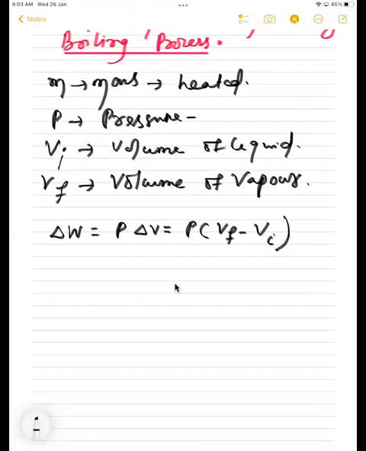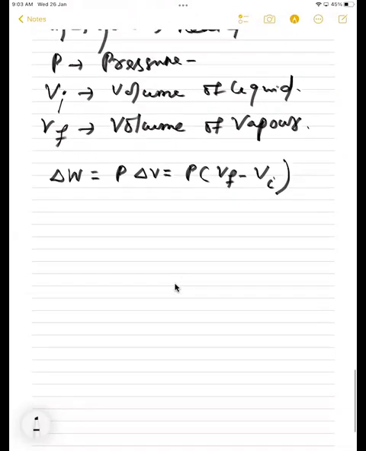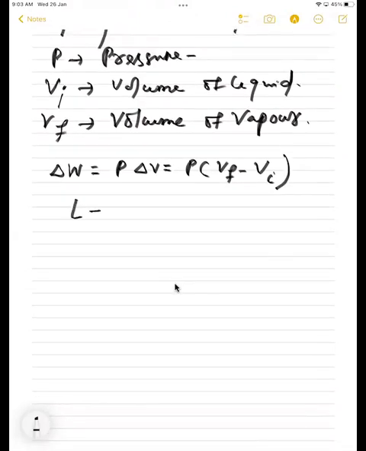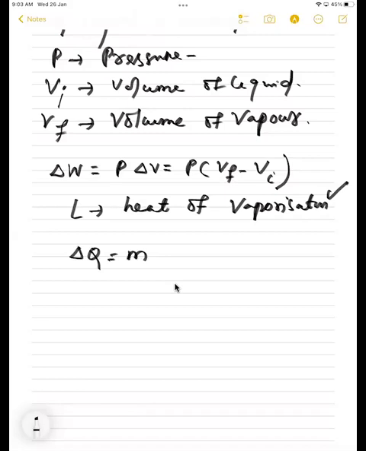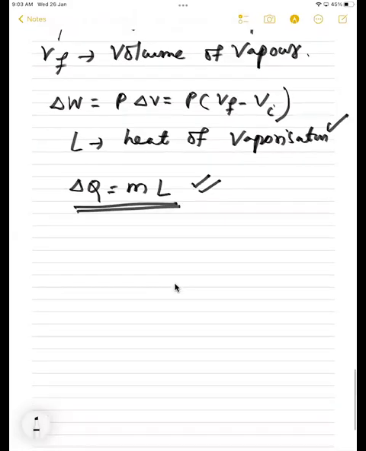And students, let L be the heat of vaporization, latent heat of vaporization. So that means the amount of heat required to vaporize, that is dQ, is equal to mL. You remember, students? Latent heat of vaporization, right?